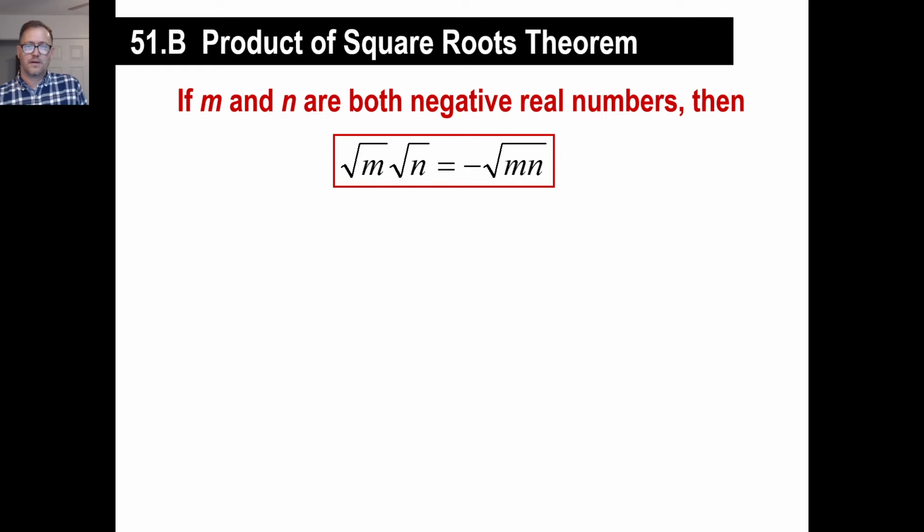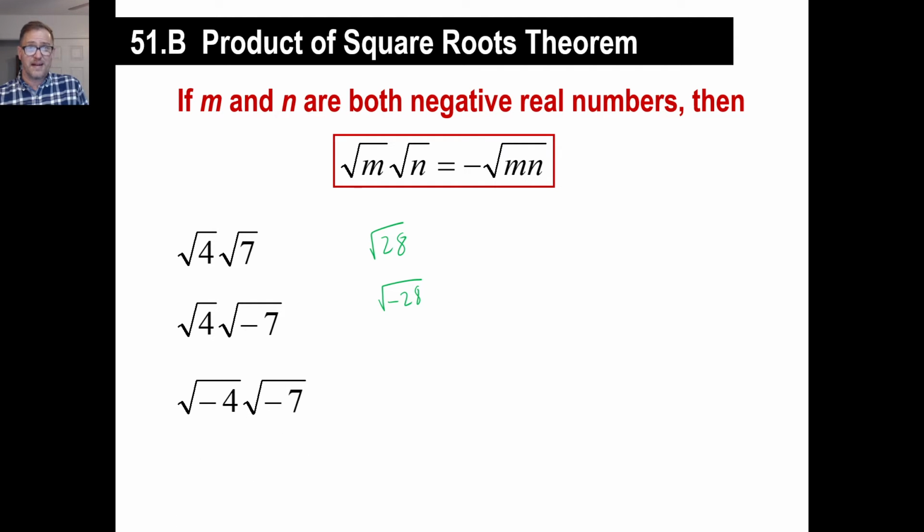What happens is the negative goes outside the radical sign. We'll do a bunch of examples of that in just a few minutes. Okay, so let's take a look. We know that the answer to the square root of 4 times the square root of 7, just from what we've done before, is the square root of 28, right? So if we do the square root of 4 times the square root of -7, we're just going to have to say that's the square root of -28. We'll just have to stop right there for right now. But these two, now that example fits our rule. Okay, that's the theorem.